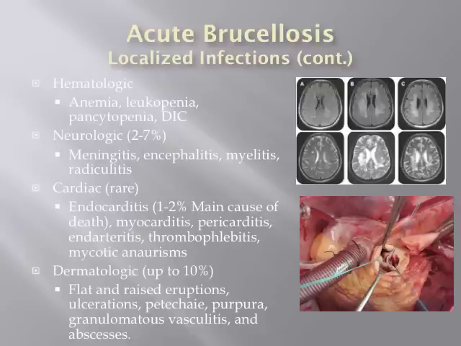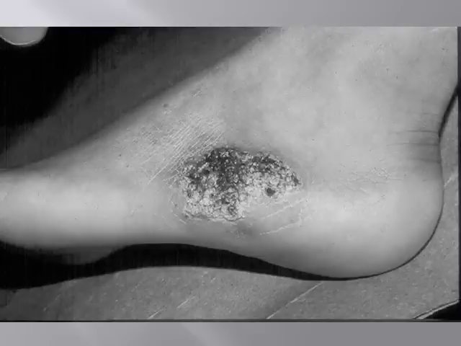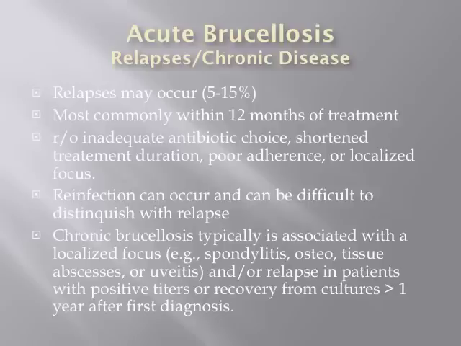But you can have a wide variety of other manifestations, including myocarditis or pericarditis, and mycotic aneurysms have also been described. Dermatologic disease can be very diverse, from flat and raised eruptions to ulcerations to granulomatous vasculitis and even abscesses. So this is a person with a skin lesion due to brucellosis. Again, whether this patient acquired it through direct contact or whether this is more of a systemic manifestation is less clear.